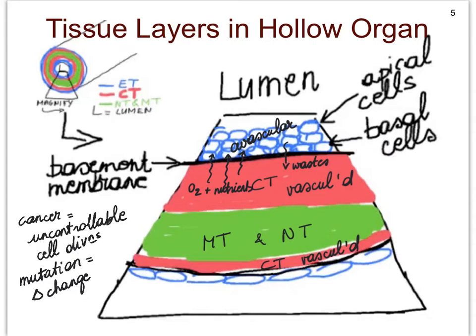Now, let's say that this cell right here becomes mutated or has one mutation, that's not going to do it. That particular cell needs to get mutated a number of times. And what happens as a result is that that cell is going to start looking and acting very different from all of the other healthy epithelial cells.